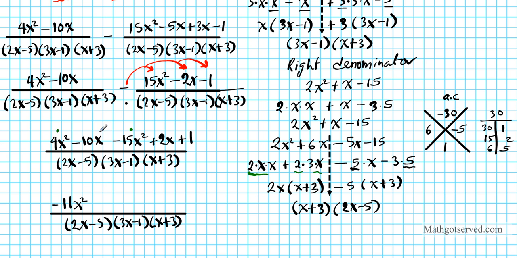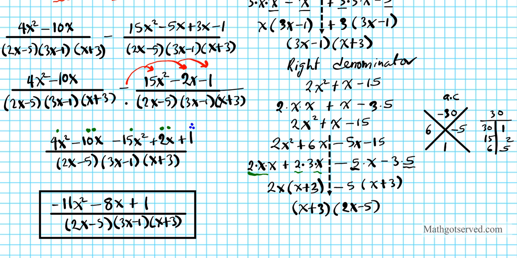Next, we're going to combine negative 10x and 2x. The signs are different, so subtract and keep the sign of the bigger one. Like terms have the same degree. So we have negative 8x. And then last but not the least, the constant is by itself, so we don't even have to combine it with anything. So we just put the positive 1 over here. So there goes the answer, negative 11x squared minus 8x plus 1. That's the final difference of those two rational expressions. All right?